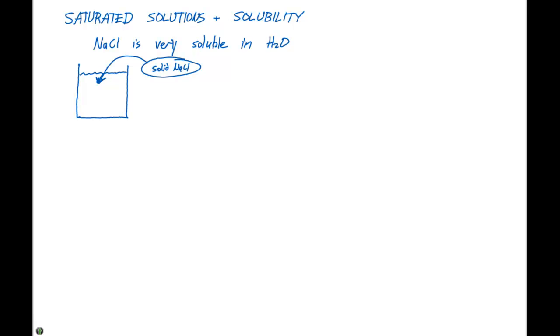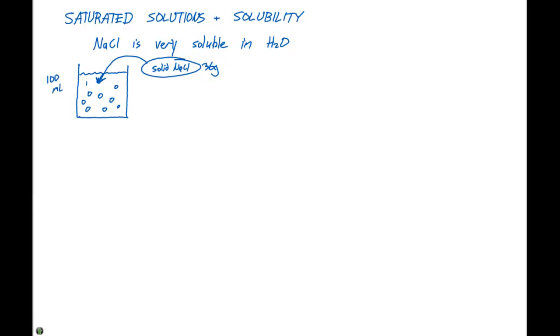So if we keep dumping in here, let's just say we have 100 milliliters of water over here, and we can dissolve 36 grams of NaCl into that solution. So it's going to dissolve, and our sodium and our chloride are dissolving here, and now we add more than 36 grams.